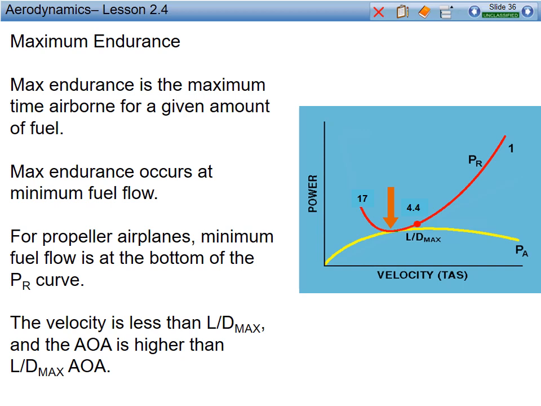Maximum endurance is the maximum time airborne for a given amount of fuel. Maximum endurance occurs at the minimum fuel flow. For the T-6, this occurs at 8.8 units angle of attack. For propeller airplanes, minimum fuel flow is the bottom of the power required curve. This is a velocity less than LD max and an angle of attack greater than LD max.